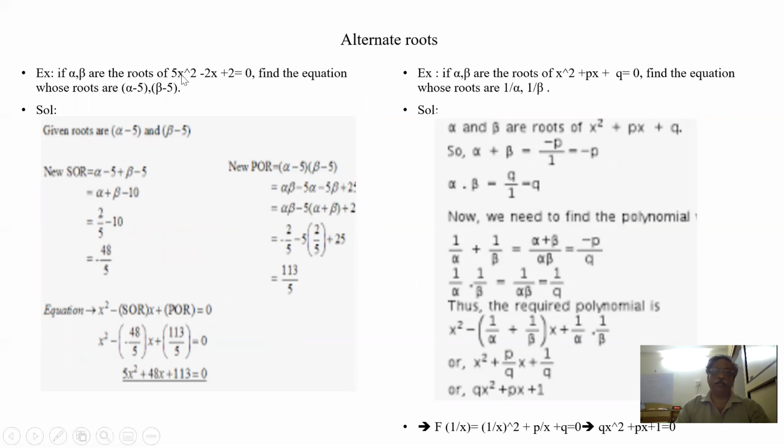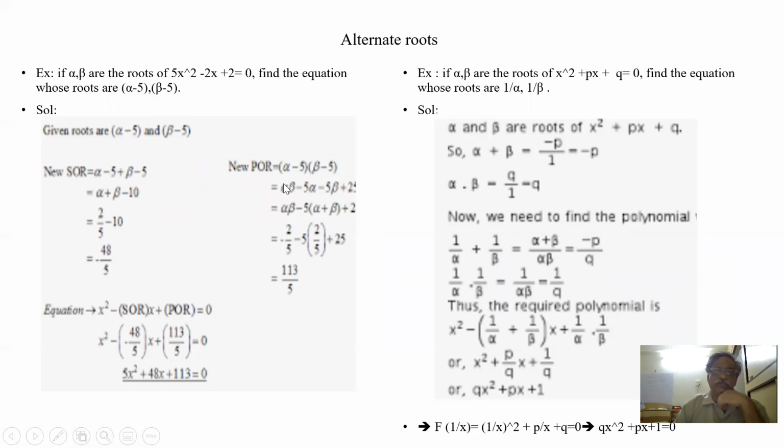Suppose alpha and beta are the roots of this. Find the equation whose roots are alpha minus 5 and beta minus 5. This is where we are improving our standard of the subject compared to our 10th class revision. Here we have alpha and beta from this, and we have to use alpha minus 5 and beta minus 5. So first we'll find the sum of the roots for the new equation: alpha minus 5 plus beta minus 5.